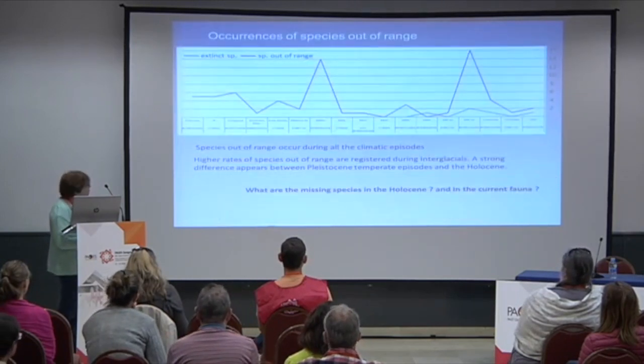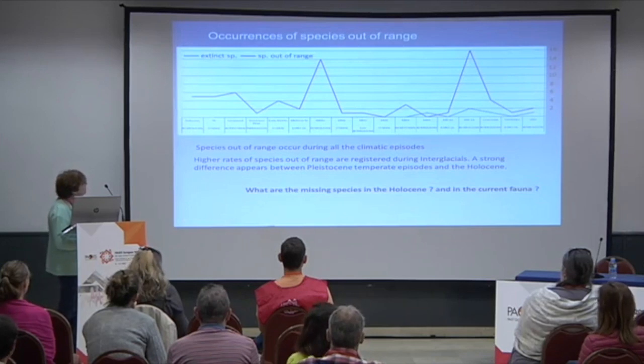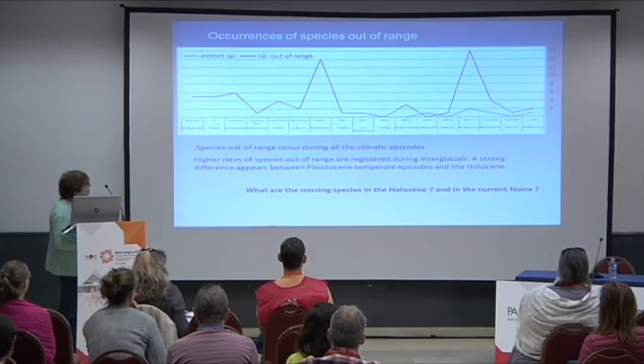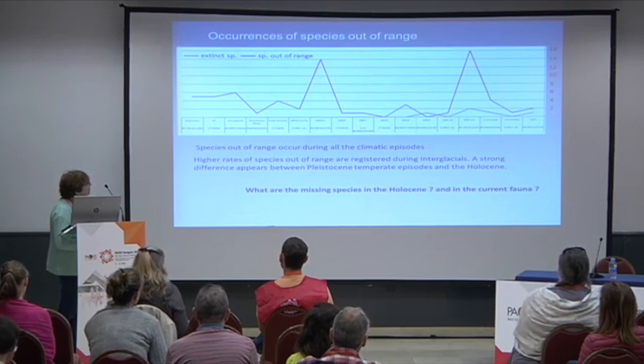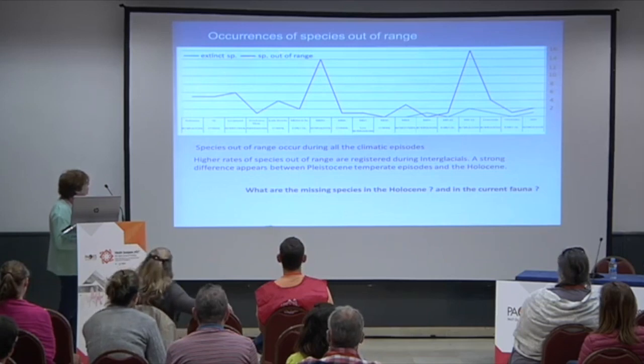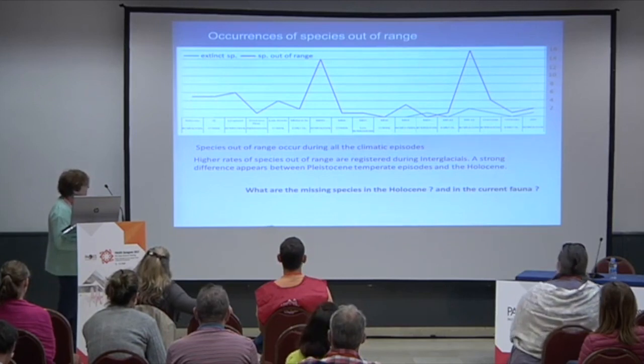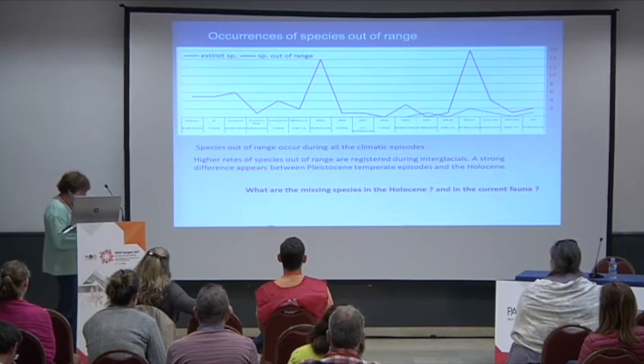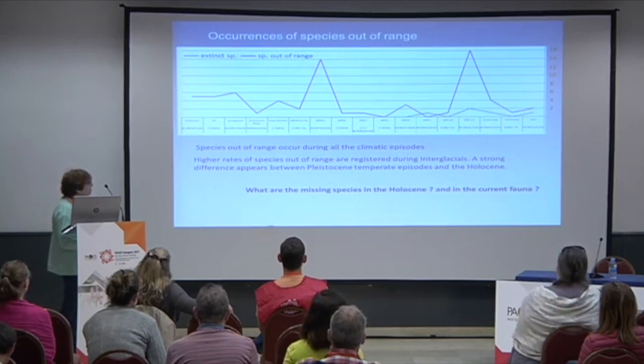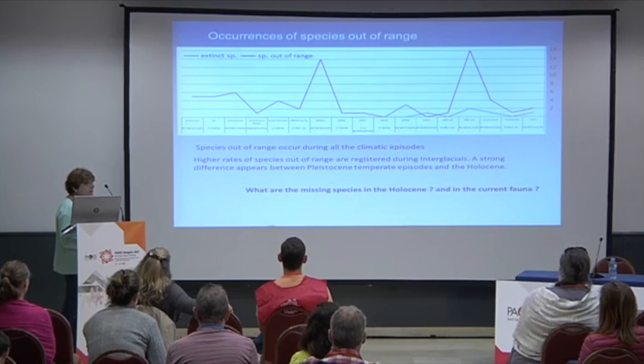If I look now at the species out of range, then it's clear that the periods that are richest in this category of species are the Middle Pleistocene interglacials. There are also quite some of those during the Holocene, but there is a strong difference between the Holocene and the Middle Pleistocene interglacials. So the following question, of course, is what are the missing species in the Holocene?